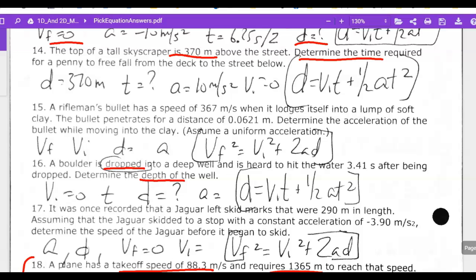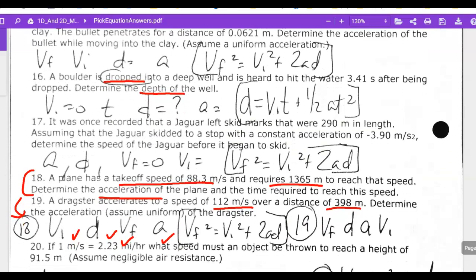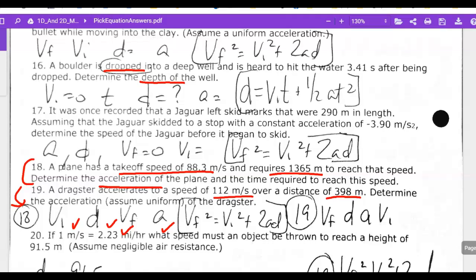3.41 is a second. Determine the depth, that is a D, a delta. And so you see that? So you can kind of get the pattern here. The Jaguar left a skid mark. That's a distance. It skidded to a stop. VF equals 0. A is negative 3.90 meters per second squared. What is its speed before, VI?